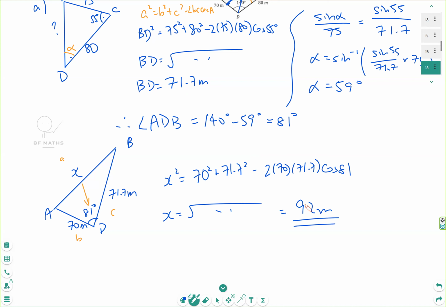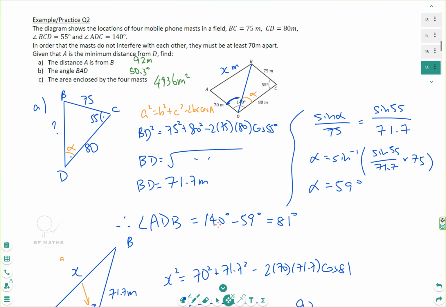Okay, if you're unsure, plug it in the calculator. Trust me. Actually, I can't trust myself, let me put it in the calculator once. So the square root of 70 squared plus 71.7 squared minus 2 times 70 times 71.7 cos 81. Yes, 92 meters, right? So that's the answer for question A.